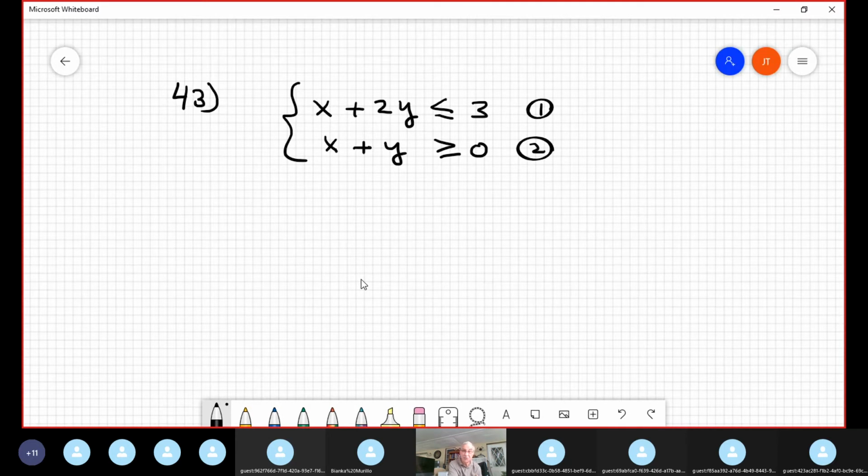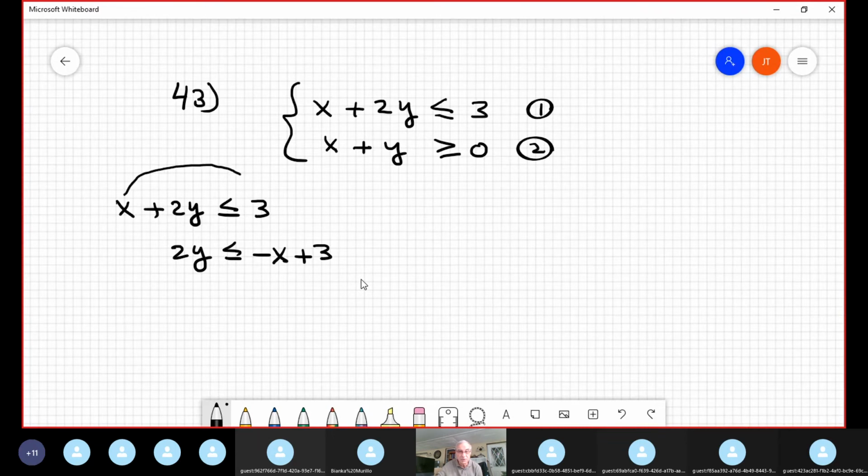I know what the procedure is. You take them one by one, separately. X plus 2y less than or equal to 3, and you always solve for y. Minus x plus 3. Do you realize that when I move x to the other side, I put it in the first place, not in the second? Because I compare this with the famous y equals mx plus b.